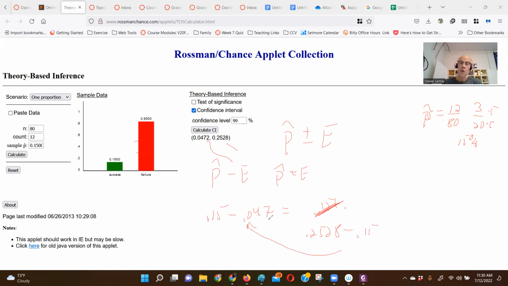You don't even have to worry about p hat, because this interval is two margins of error wide, right? I subtracted a margin of error to get the lower bound, and I added a margin of error to get the upper bound. I could just take 0.2528 minus 0.0472 and divide that by 2, and that would give me one margin of error, which would be the same as this number. So there's a couple of ways to do it, and it works for means and it works for proportions.